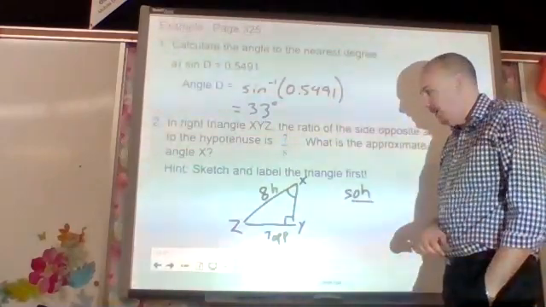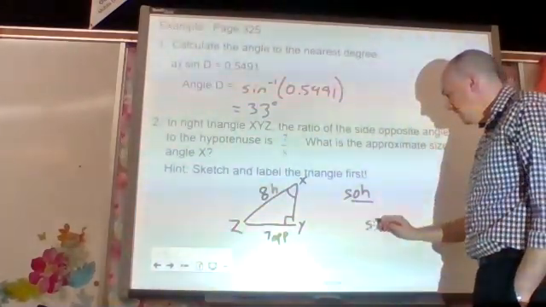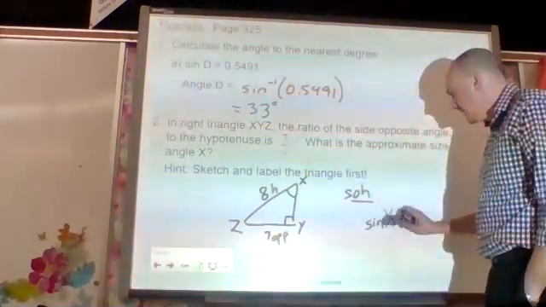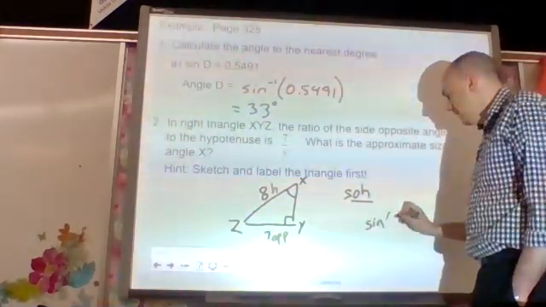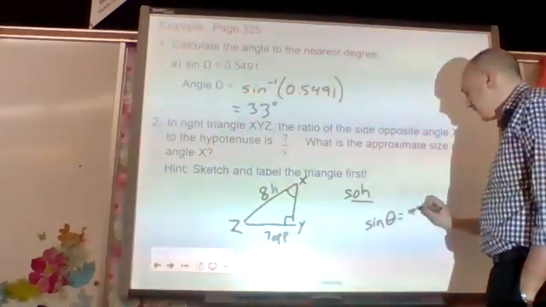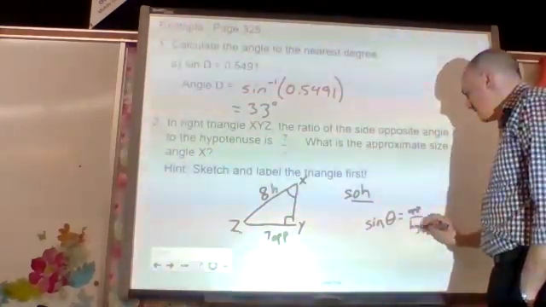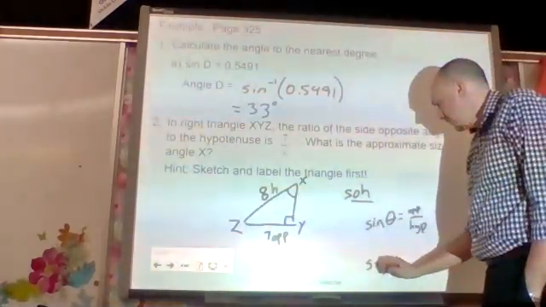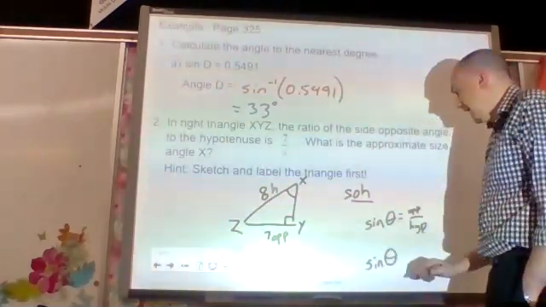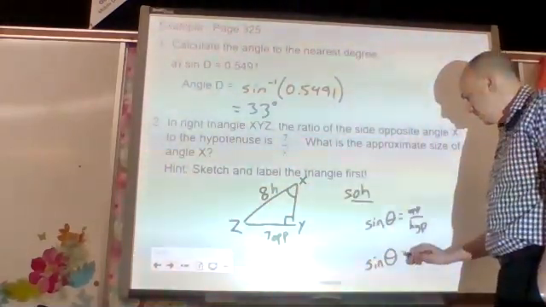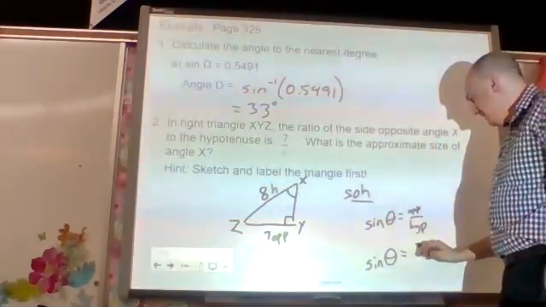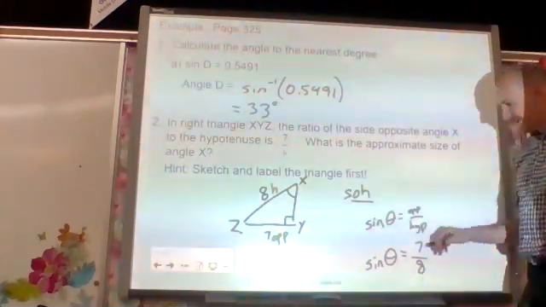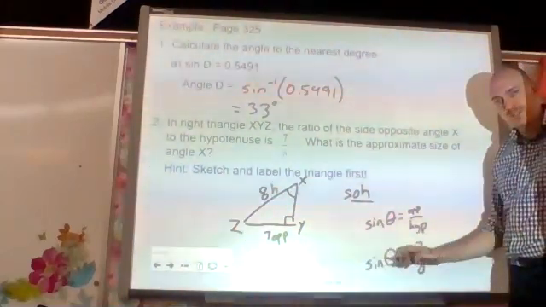This uses opposite and hypotenuse, so sine of theta equals opposite over hypotenuse. Let's put in our real numbers. We have a number for the opposite, but we don't have a number for the angle yet. That's unknown. Opposite is 7, hypotenuse is 8. We don't have a variable in the top or the bottom. We have it trapped inside this sine.